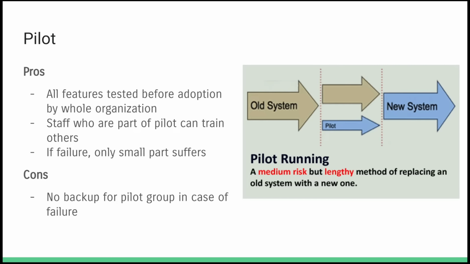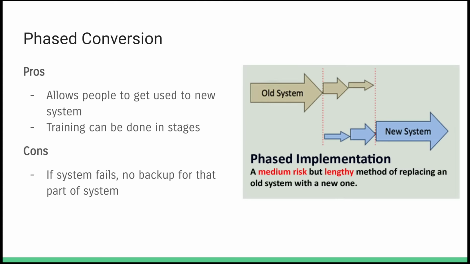But as we said before, if there is failure, the entire company doesn't suffer, just that small pilot group. And finally, getting to phased conversion. One of the great things about phased conversion is that this is sort of a way of just sticking your feet into the swimming pool without jumping in. You are throwing certain parts of the software at your users, but not all of them at the same time, which allows people to get used to the new system. This also means that training doesn't need to be done in one big block, but it can be done in stages as new features are added. This is just easier for users to adapt to and consume.